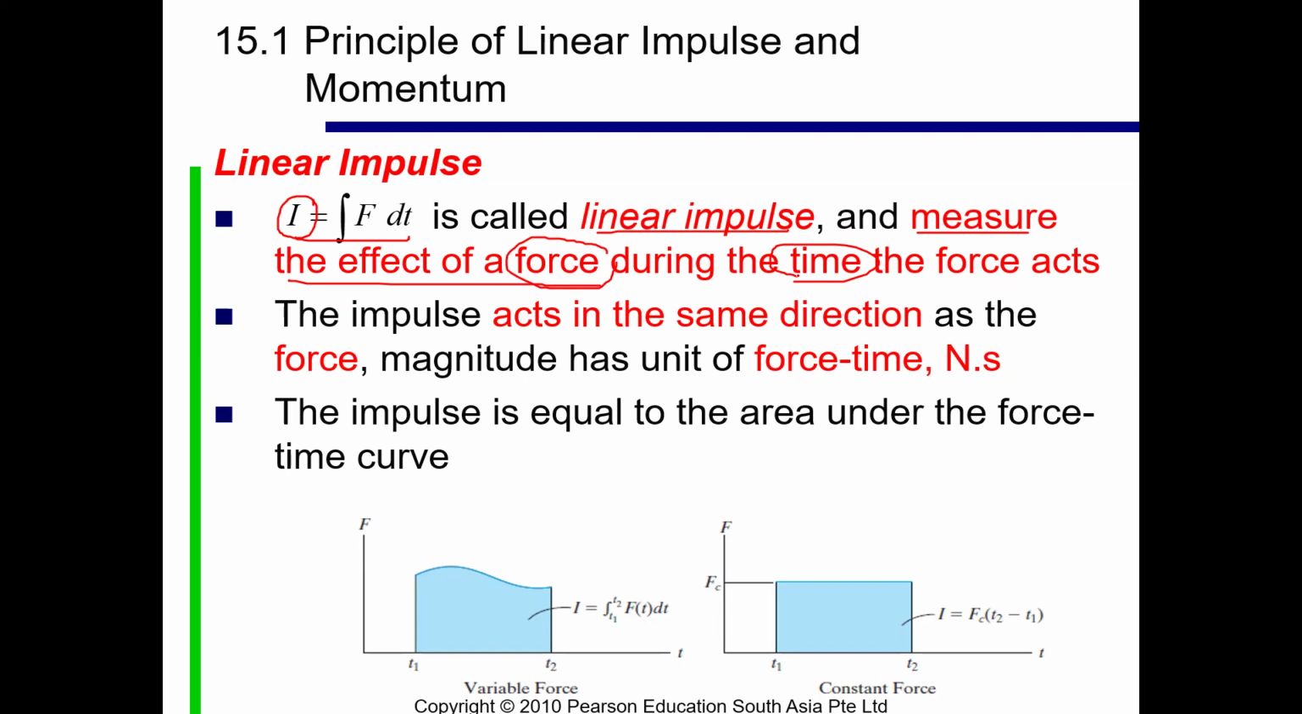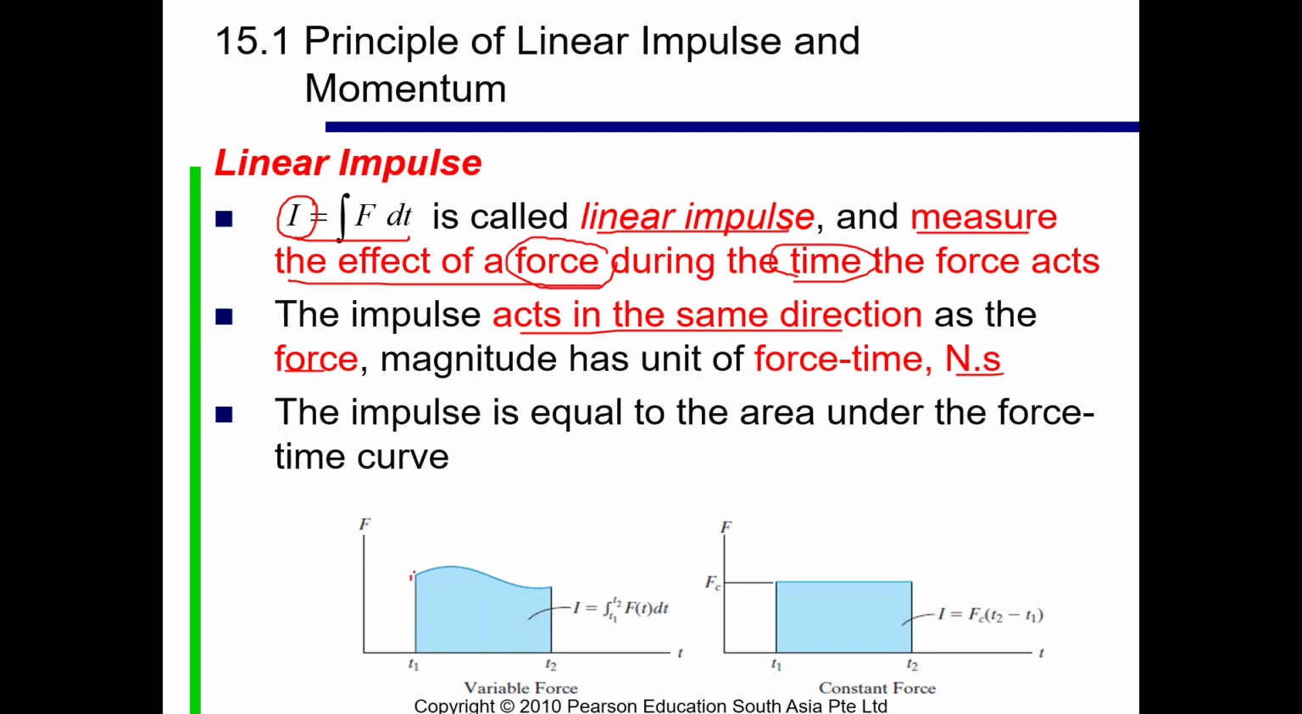So impulse is not only the force, it has the information of force plus time interval as well, right? So this is called impulse. The impulse acts in the same direction as the force. Magnitude has the unit of force times time, which is Newton second.